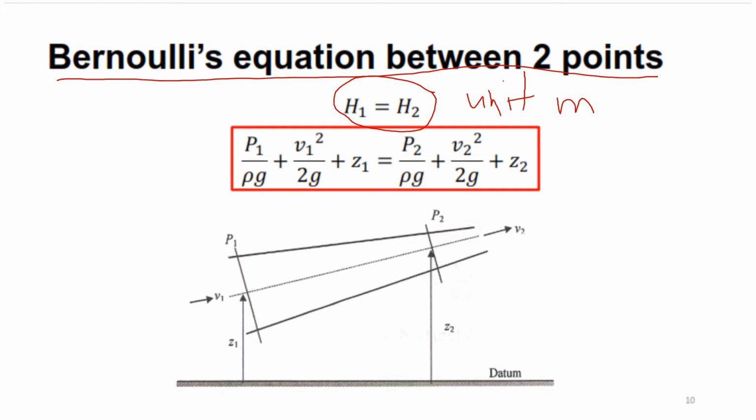Okay, so here we have the potential energy Z and kinetic energy and also the pressure energy or pressure head. Okay, so this is the picture of 2 points. We have P1 and also P2.